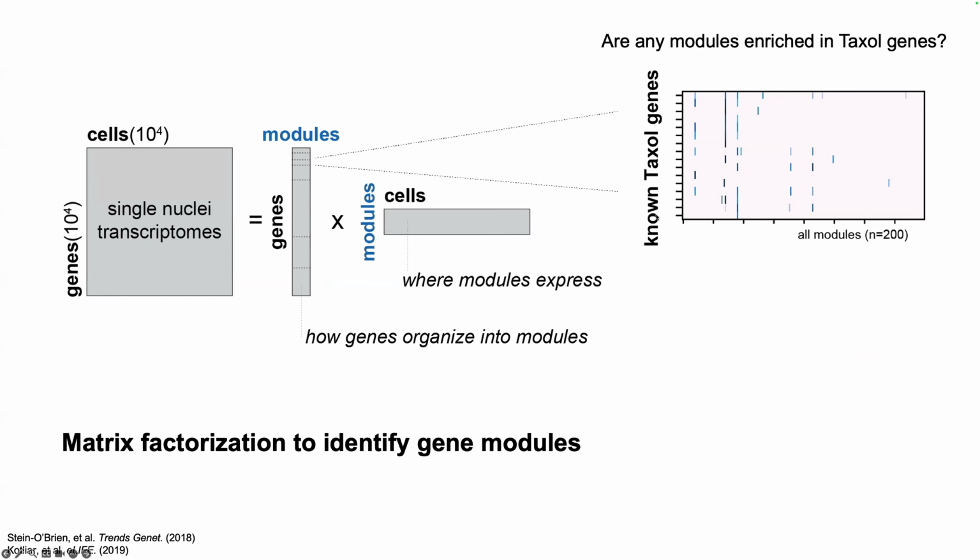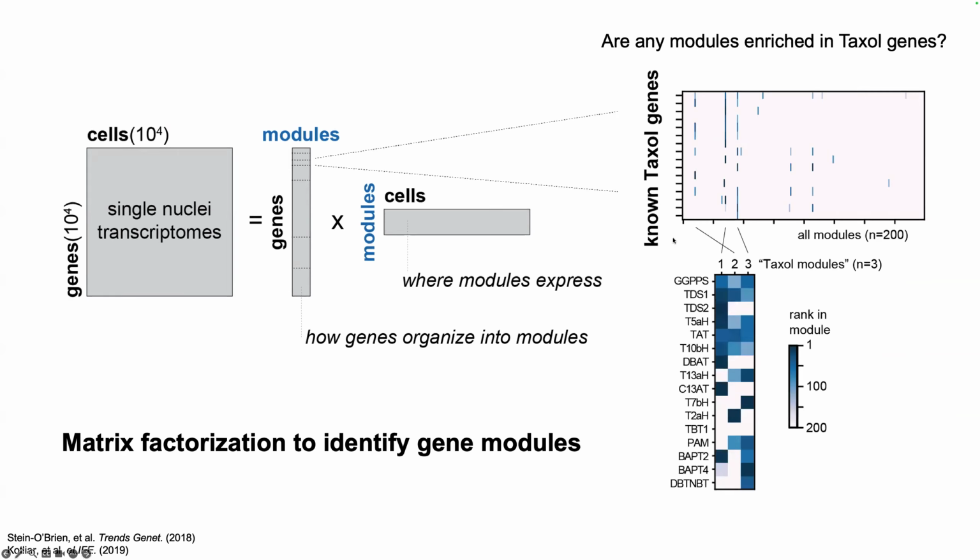And we found not one module, but actually three separate modules where some of the top module genes included those Taxol enzymes. Interestingly, these modules roughly align with the proposed order of chemical steps, suggesting that we have these separately regulated subsections of Taxol biosynthesis.